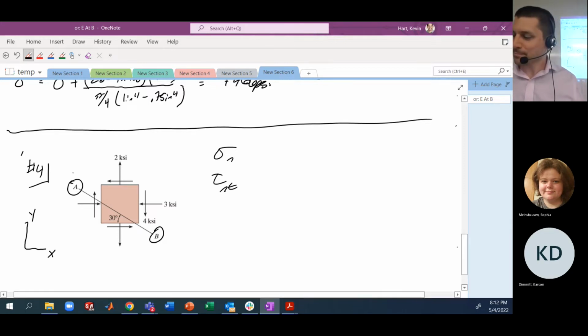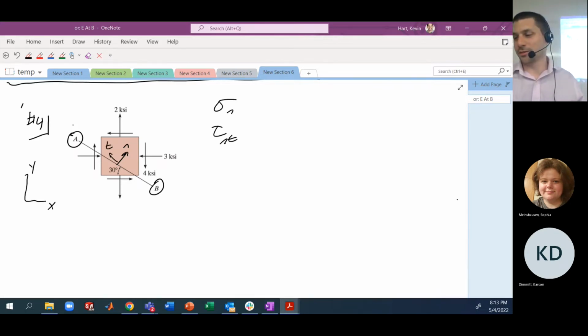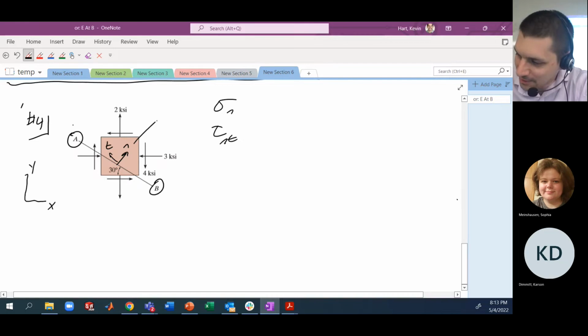All right. So on this particular surface, I'm going to label this as my normal direction and label this as my tangential direction. And then we're going to solve for sigma n and tau nt. So the way that you want to do this is you want to isolate either the top component or the bottom component. I think it's easier to look at the bottom component because the angle's already there for you.